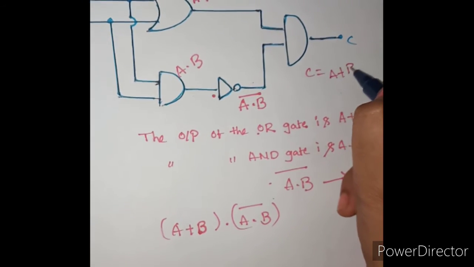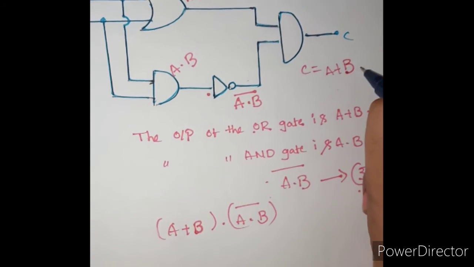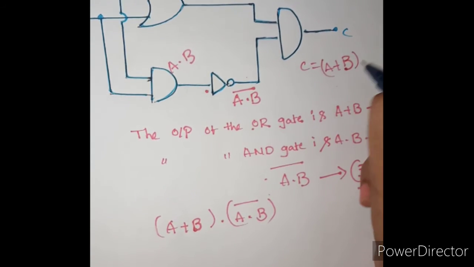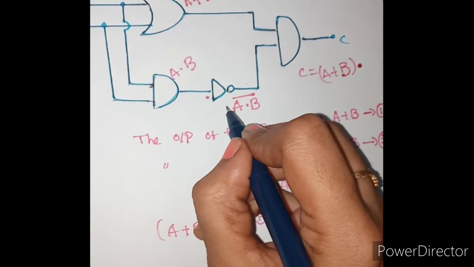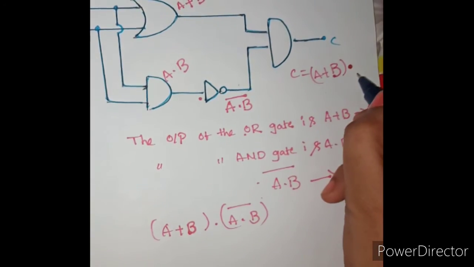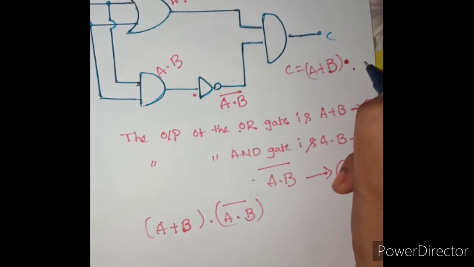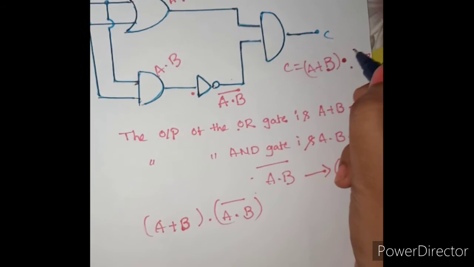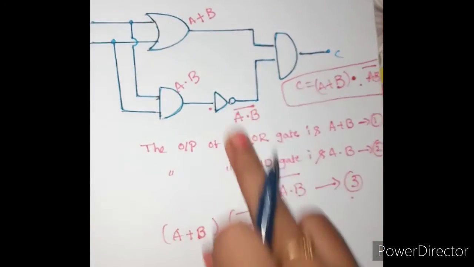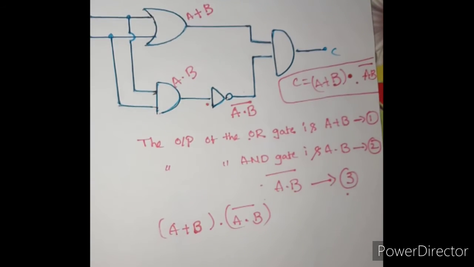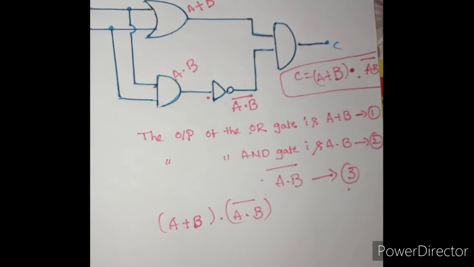Here the AND gate operator is denoted by the dot, so I can write a dot. After that, the output of the NOT gate is A dot B bar, and this is connected to the input of the AND gate. So A dot B bar. This is the final expression of this circuit. This is the logic expression of the output produced by the given logic circuit.